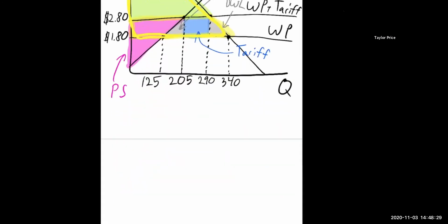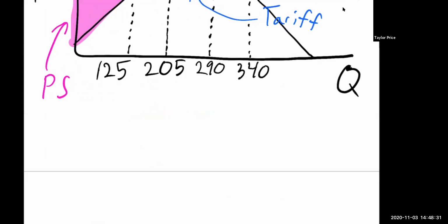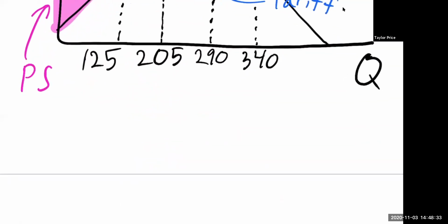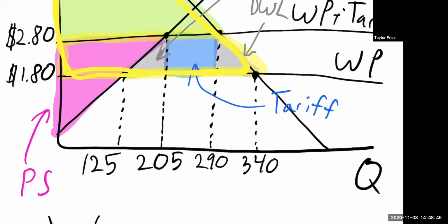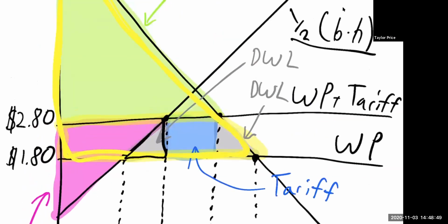And so if we wanted to hypothetically calculate the deadweight loss for one of the triangles, just to see what that would look like, it's going to be something like this. So we have the 1/2. And why don't I do it for this triangle? So you have 1/2 base times height.